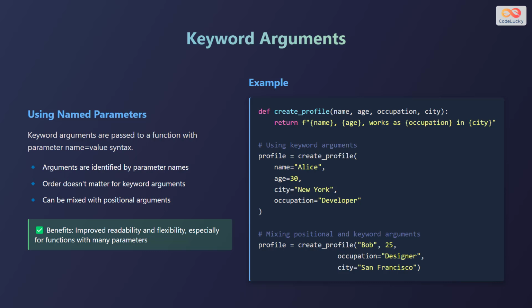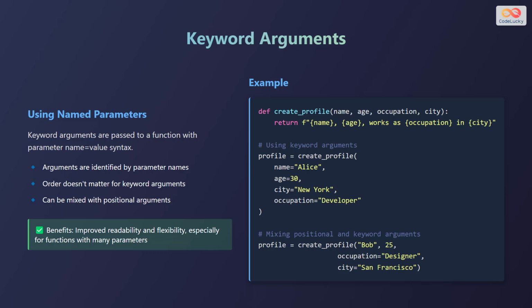Now let's learn about keyword arguments. Keyword arguments are passed to a function with the parameter name equals value syntax. Arguments are identified by parameter names, so order doesn't matter for keyword arguments. These can be mixed with positional arguments. This improves readability and flexibility, especially for functions with many parameters.